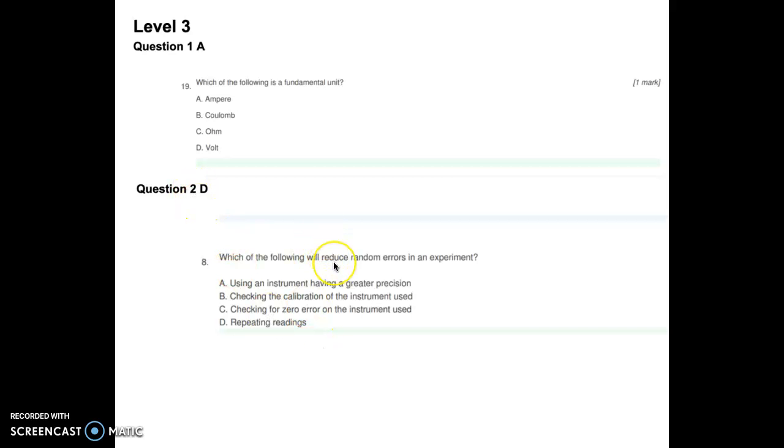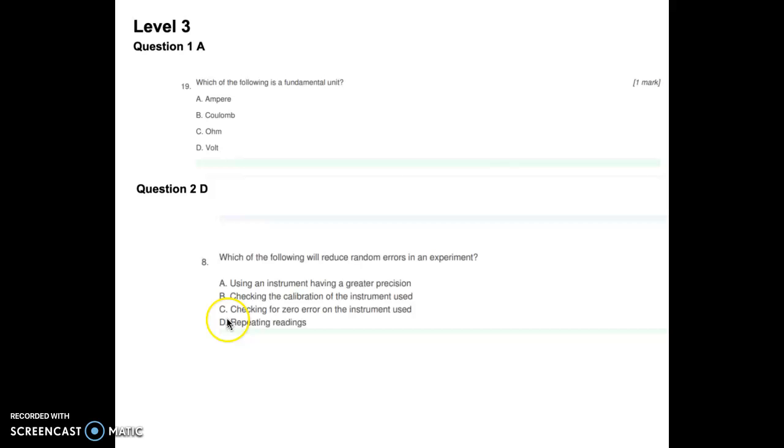Question two, which of the following will reduce random errors in an experiment? The answer is D, repeat the readings. Using an instrument having a greater precision, that's not going to reduce the random error, because a precision error would create a systematic issue. Checking the calibration is also systematic. Checking the zero error, that's basically making sure that the needle is on zero. That's also systematic. So these three would cause systematic errors.